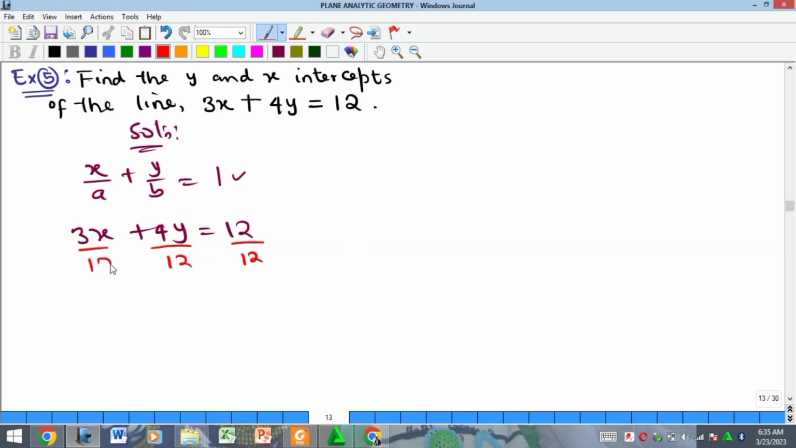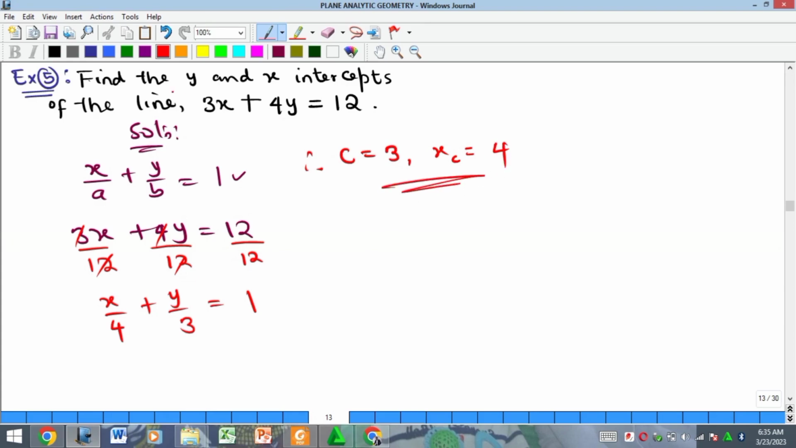And so whatever you have, you will now try to make sure that your x and y are alone in the numerator. So if we do that here, 3 here will cancel, and so we'll get x over 4 plus, 4 will cancel here, we will have y over 3 equal to 12 over 12 is 1, and you have achieved it. Therefore, my y-intercept is equal to 3, and my x-intercept, which I called xc, is equal to 4, and you are done.